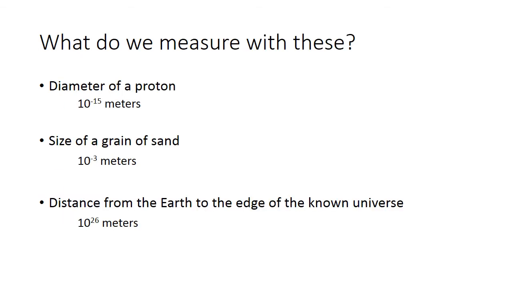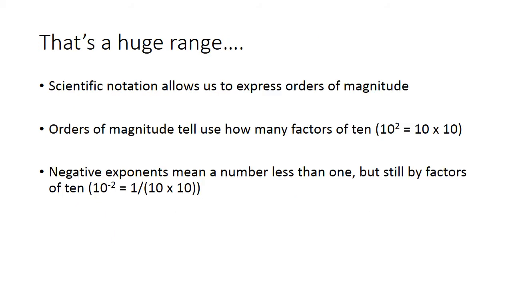Okay, what do we measure with these? We can measure a proton, a grain of sand, or the whole universe. The diameter of a proton is about 10 to the negative 15th meters. A grain of sand is about 10 to the negative 3 meters. And the distance from the Earth to the edge of the known universe is roughly 10 to the 26th meters. That's a lot of zeros. All right, so that's a huge range.